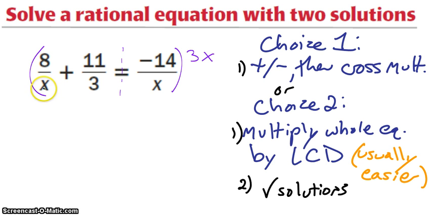Here I'd be missing a 3, so I'm going to multiply my numerator by 3. The idea behind multiplying the whole thing by the LCD is you're going to get rid of your denominator, so you're just left with a nice regular algebraic equation, no more fractions. So since here I would multiply by 3/3, I've got 8 times 3, which is 24. Here I'd multiply by x over x. And finally, I have 3 times negative 14, since I already have an x in my denominator, so I have negative 42.